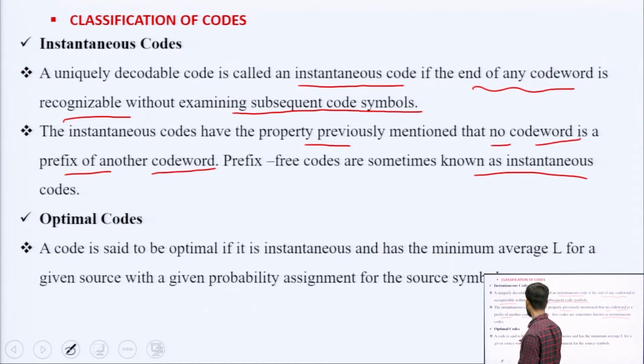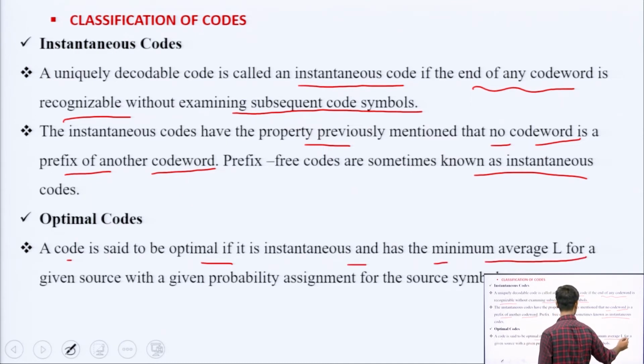Now, what are optimal codes? A code is said to be optimal if it is instantaneous and has the minimum average length L for a given source with a given probability assigned to the source symbols.